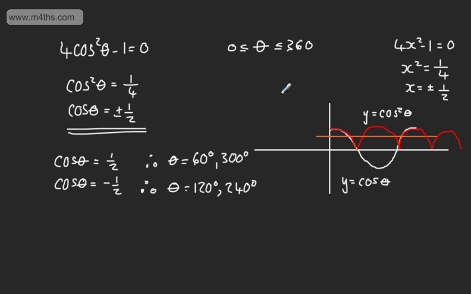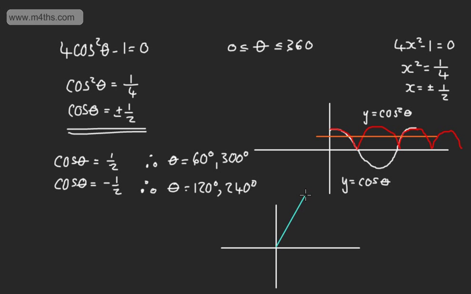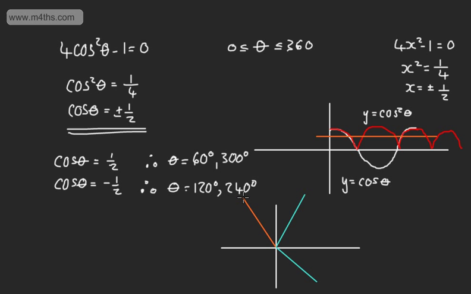I'm assuming after the amount of videos we've done, you're fairly comfortable now with the symmetry of the cosine curve. If you wanted to look at this on the CAST diagram or unit circle, we're going to have one just here, that's the 60, and by symmetry the other one will be just here, that's now the 300. And then we'll have the other ones now, let's put that on, and that's going to be 120, and then we're going to have now 120 back from 360.